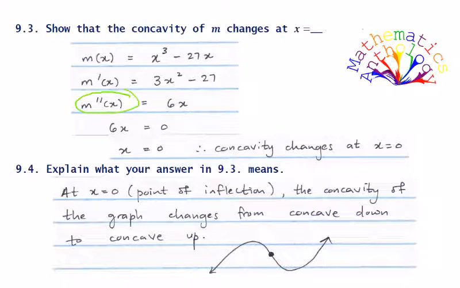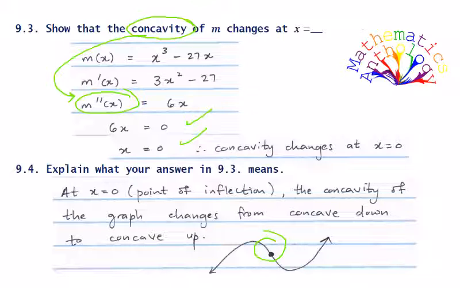9.3. Show that the concavity of M changes at x is equal to 0. Right, so when we talk about concavity, we're looking to find the second derivative. We equate the second derivative to 0 and solve for x. So we have our m of x equation, which is equal to x cubed minus 27x. We find our first derivative, that is 3x squared minus 27. We find our second derivative from that, that is 6x. We take the 6x, equate to 0, and solve for x. x will equal 0 there. So the concavity changes at x is equal to 0.